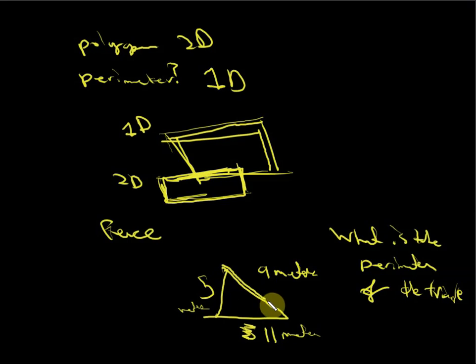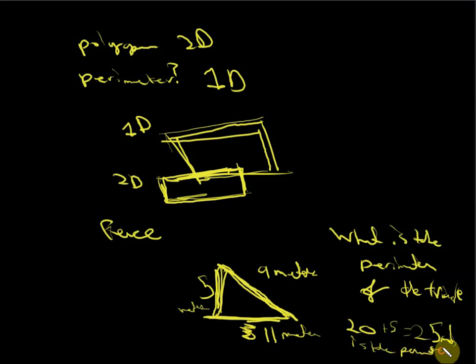We're just summing it up. So the length here is 9, and we're going to add that to 11, so we get 20. And then we're going to add that to 5. So we get 25 meters as the perimeter. Okay, let's try another one.